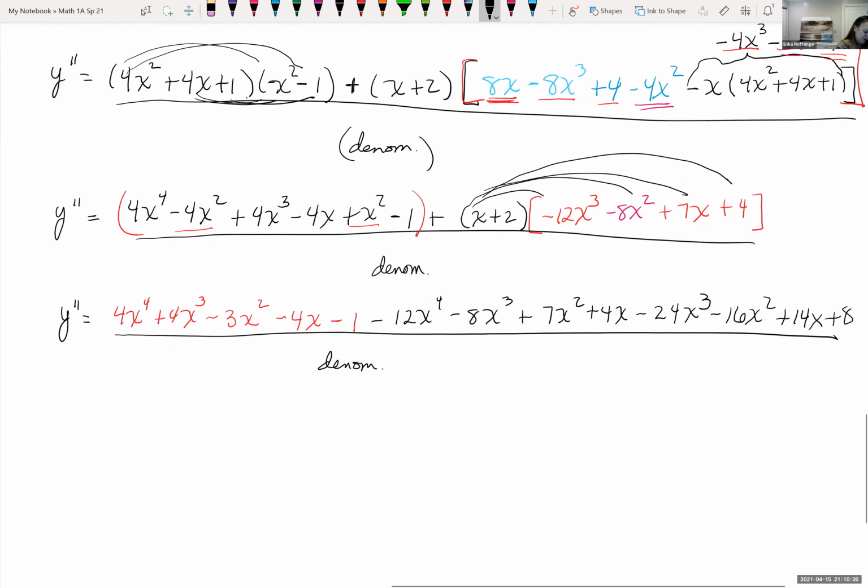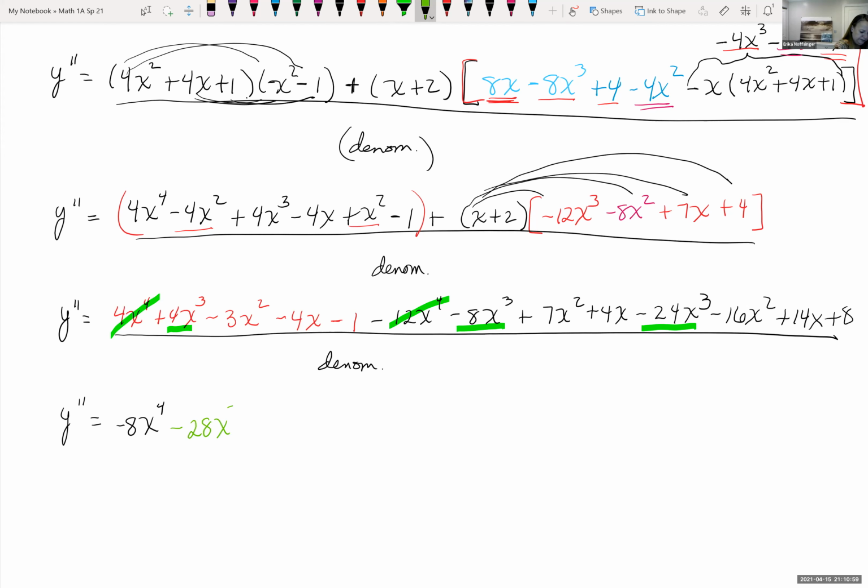Almost there. We need to combine like terms. So we have a 4x to the 4th. That's only x to the 4th term. Nope, there's a negative 12x to the 4th. So that's a negative 8x to the 4th. Looking for my cubes, I have a 4x cubed, a negative 8x cubed, that's negative 4. Negative 4 minus 24, so that's negative 28x cubed.